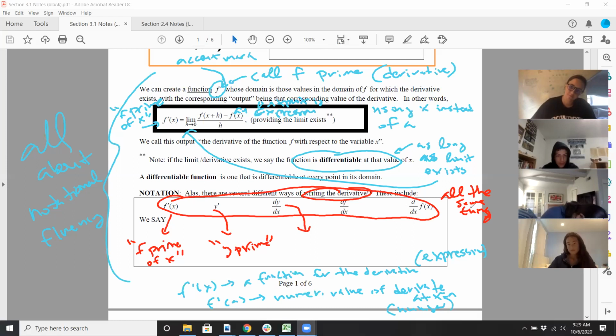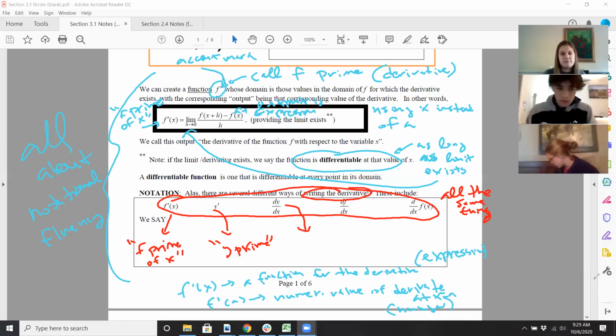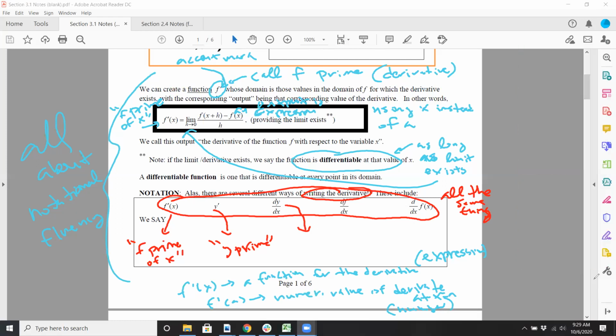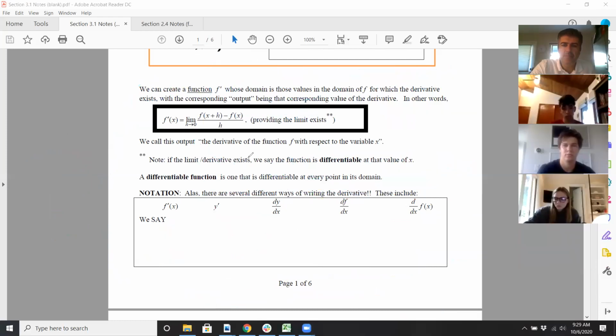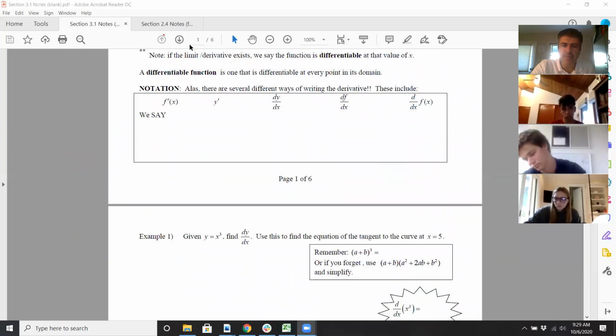Can I clear my screen, by the way? We're okay? Yeah, good. Okay, I'm going to clear my screen right now. Let me scroll down just a tad. Let me rewrite the stuff in the box here.